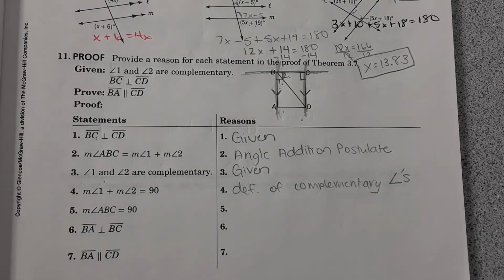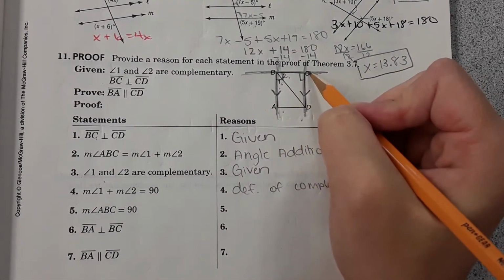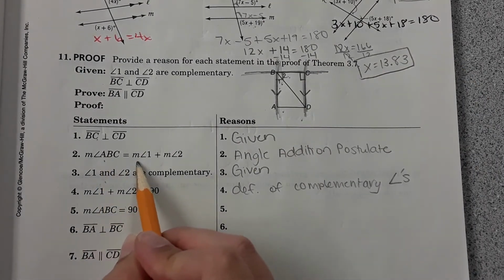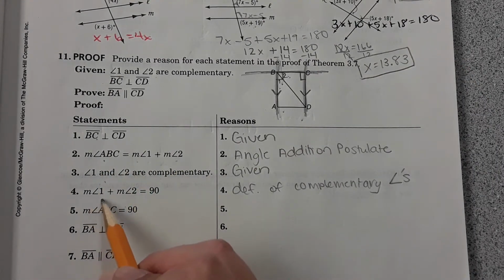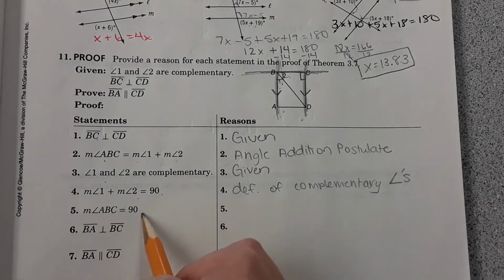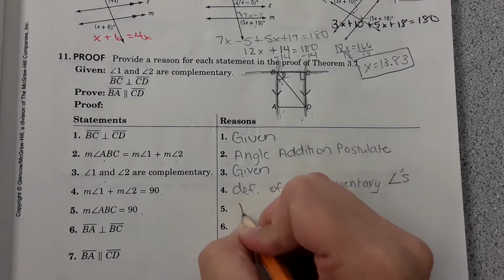Number 5, it says angle ABC equals 90 degrees. Well, if measure of angle ABC equals measure of angle 1 plus measure of angle 2, and measure of angle 1 plus 2 equals 90, then measure of angle ABC must equal 90. They're actually using transitive property.